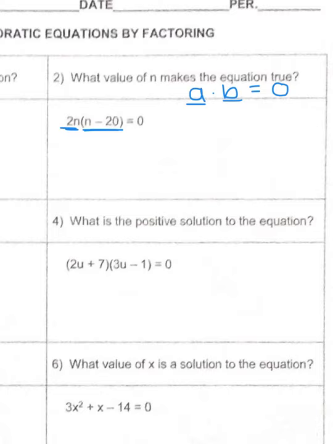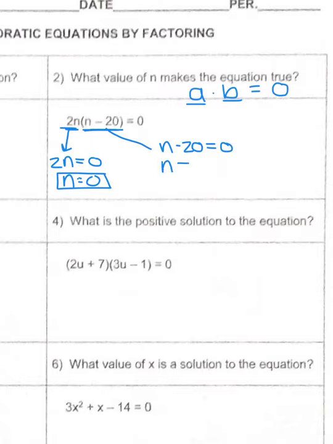So what we're going to do is take one at a time and think, okay, if 2n is equal to 0, what does n have to be? Well, obviously n would have to be 0, so this is one of our solutions to this equation. And then we take the other factor, n minus 20, and think, if that one was equal to 0, what would n have to be? Well, what minus 20 gives us 0? Obviously n would have to be 20.